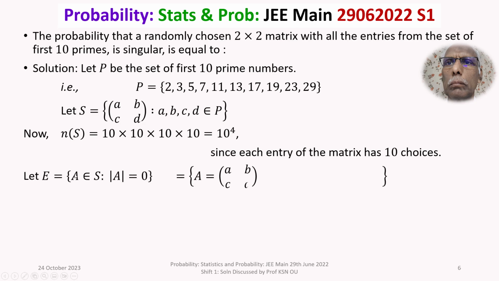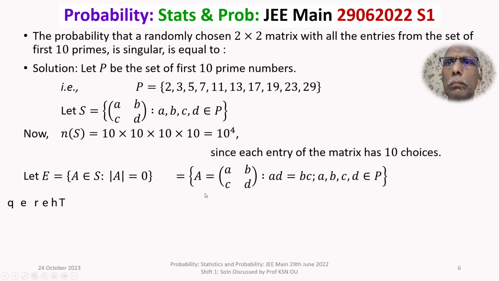Now what is the event? Let E be the event, that is the set of all A belonging to S such that determinant of A is equal to 0, that is A is singular. That is the set of all A with first row A, B, second row C, D, such that the determinant of A is 0. That means AD minus BC is equal to 0, that is AD is equal to BC, where A, B, C, D belong to P.